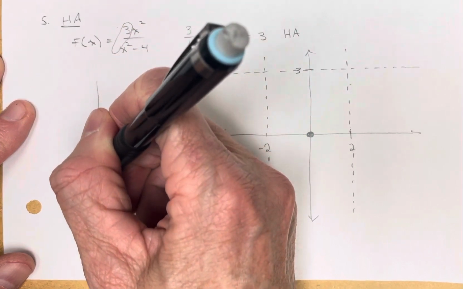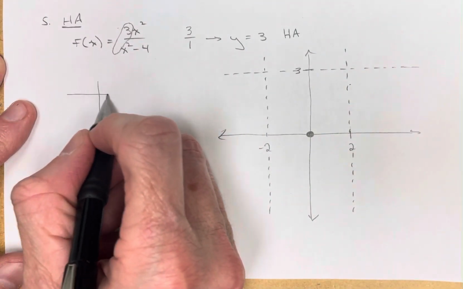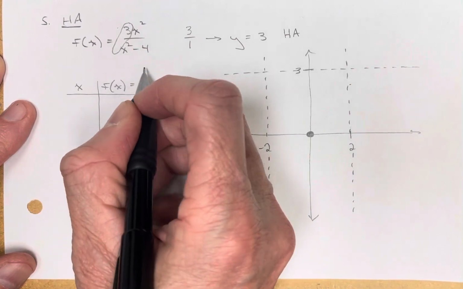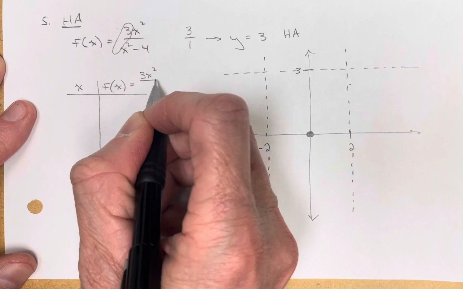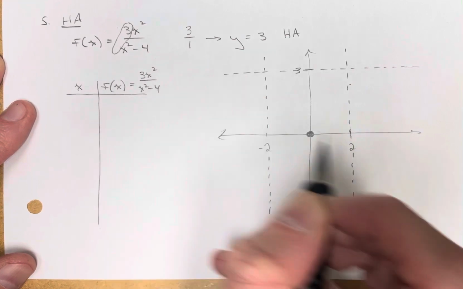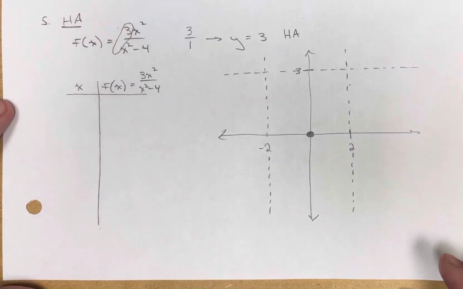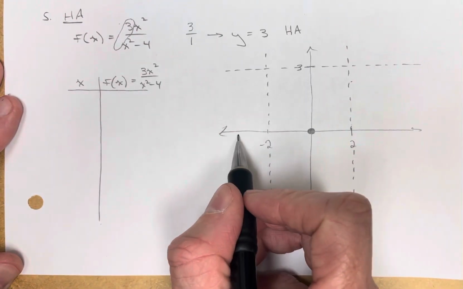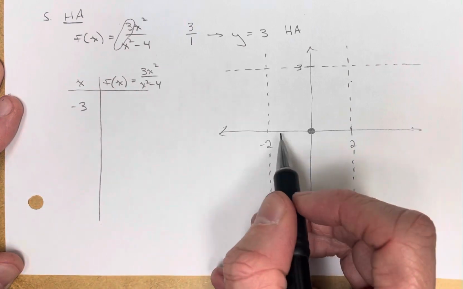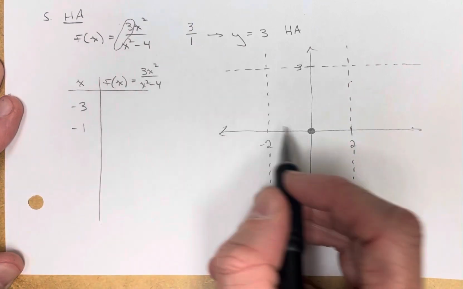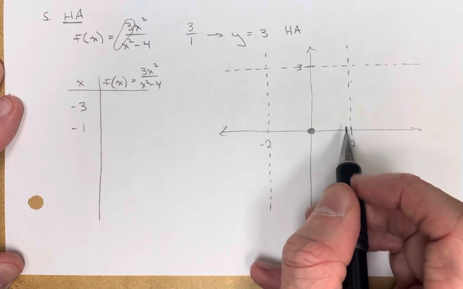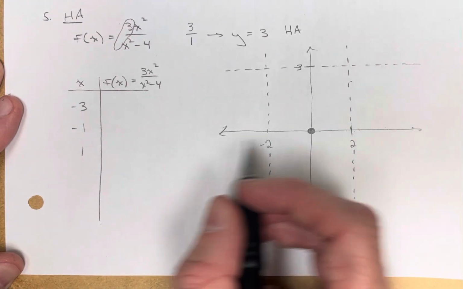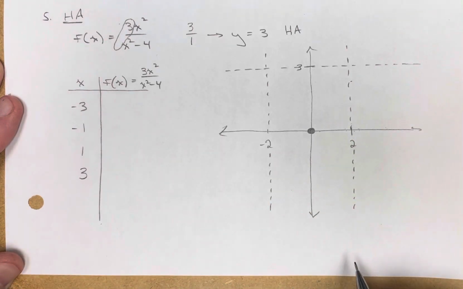So let's pick some points. I'll make a table of values here. This is my x, and this is my f of x equals 3x squared over x squared minus 4. I'll go to the left here and put in a -3. I'll go between these two with a -1. I'll go between these two with a +1. And I will go to the right of this vertical asymptote with a +3.